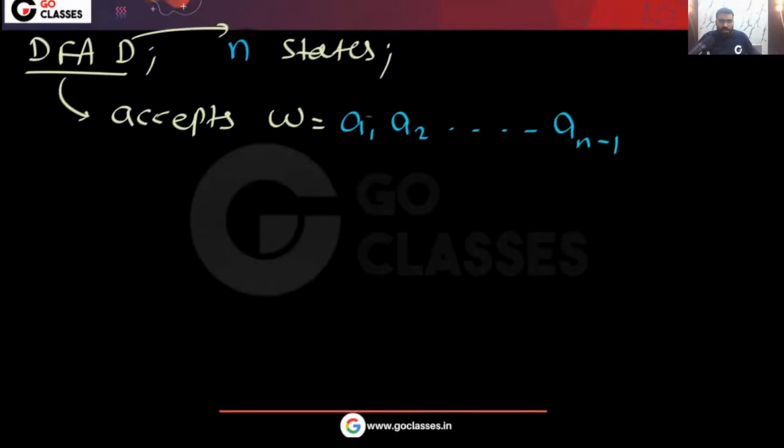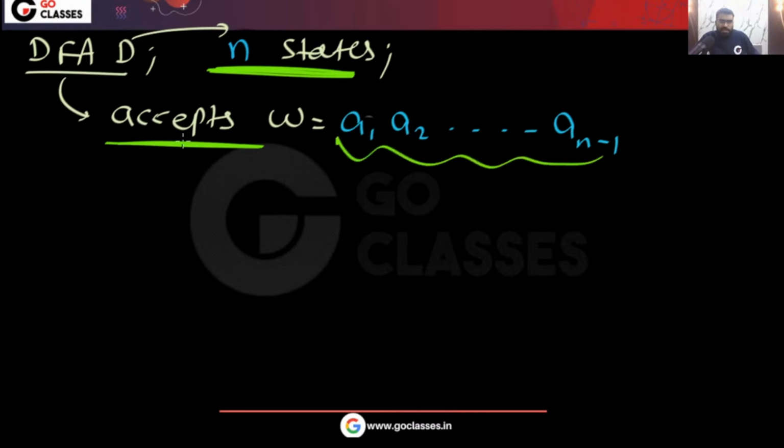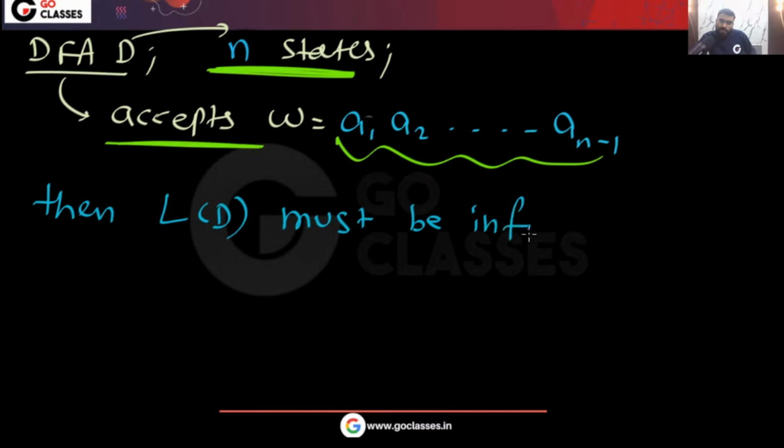So, you can see our final conclusion is that if a DFA has n states and you are accepting some string of length n-1, then the language must be infinite. Is this clear? Please tell me. The DFA has n states, and if you accept some string of length n-1, then L(D) must be infinite. I hope you understood the proof. Did you understand the proof?